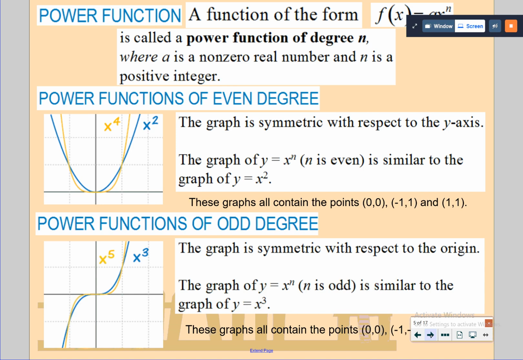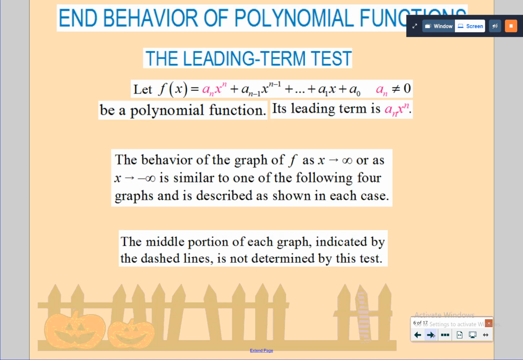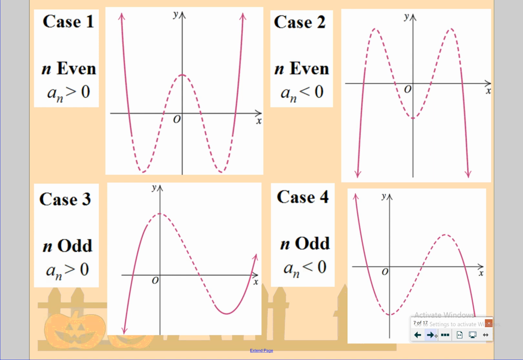Moving on. Actually, I'm going to skip over this slide. We are going to do something in a minute called the leading term test, and I'll come back to that. The leading term test helps us determine what's happening at the ends of a polynomial. Tomorrow we'll figure out what's going to happen in the middle of a polynomial, but polynomials are continuous, they're going to go on forever, and something's going to happen at the ends.